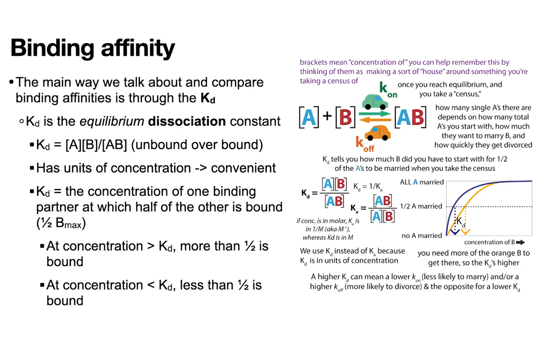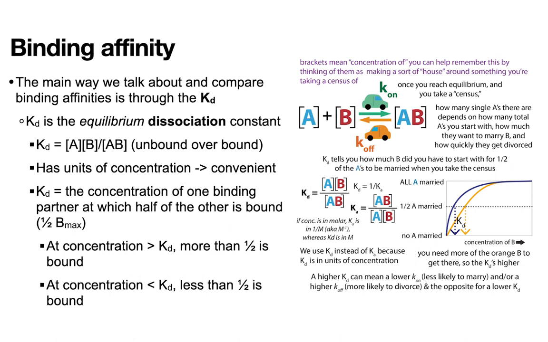At a concentration greater than the KD, more than half is bound, and at a concentration below the KD, less than half is bound. So if there's less around, less of it is going to be bound. If there's more around, more is going to be bound. So again, we have that K number that's telling us about a halfway point. The lower the KD, the stronger the affinity.